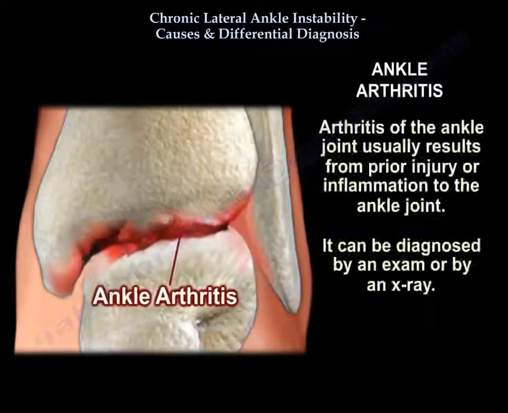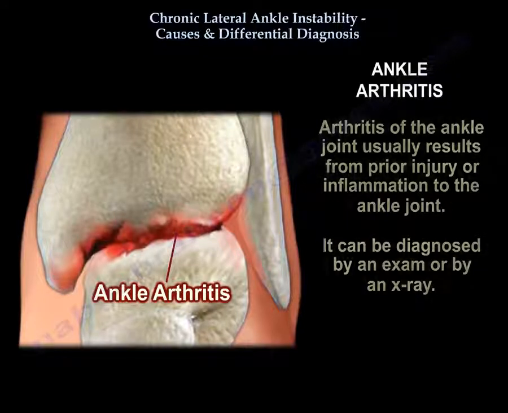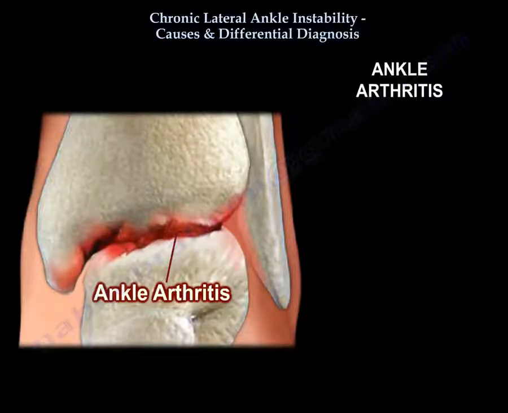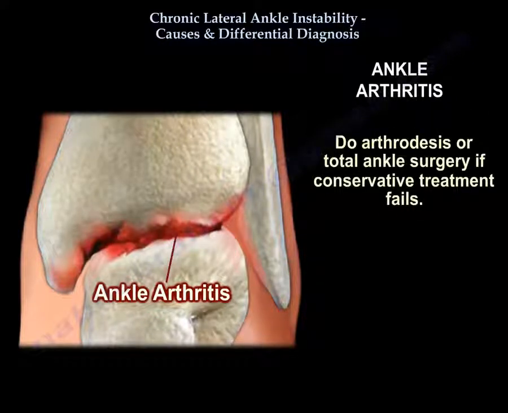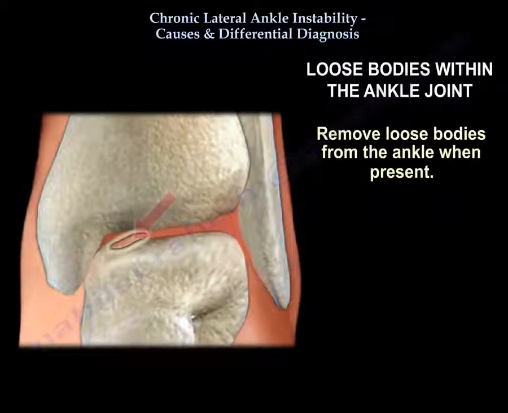Arthritis of the ankle joint usually results from prior injury or inflammation to the ankle joint. It can be diagnosed by an exam or by an X-ray. You start with conservative treatment. You will have a brace. You do injection, and if nothing works, then you end with arthrodesis or total ankle. If there is a loose body inside the ankle, you remove it.